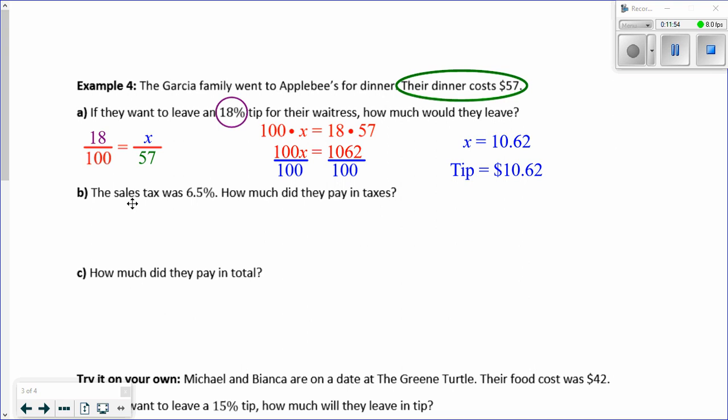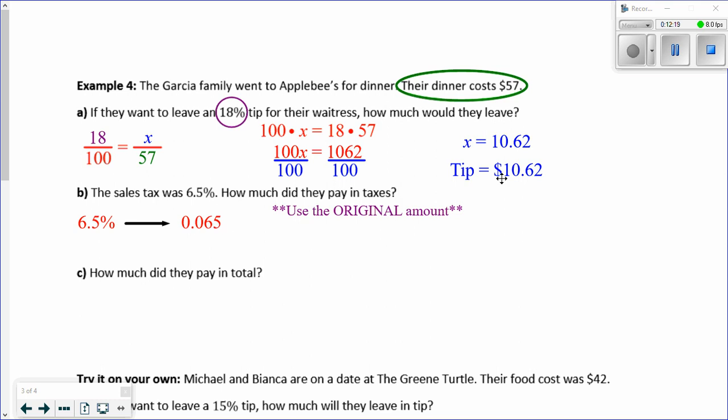Now, they have a sales tax of 6.5%. How much would they pay in taxes? When we do this, we're going to use the original amount. So that 57 again. This one, I'm going to use the calculator method. So I've got the 6.5%. I move it over 2 spaces. And that will give me 0.065. That's what I'm going to use.